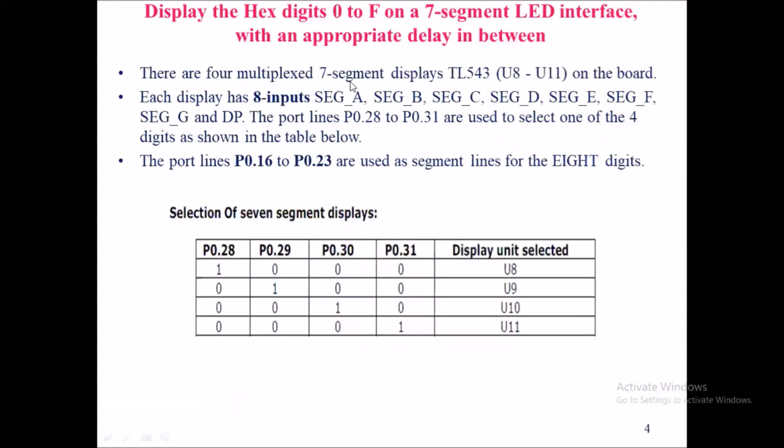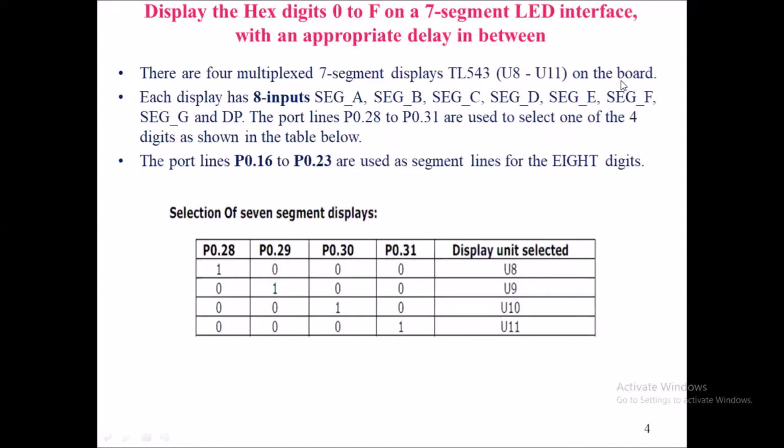There are 4 multiplexed 7-segment displays, ranging from unit 8 to unit 11 on the microcontroller board. As I told, in our lab we are using the LPC2148 microcontroller. In that microcontroller, there are 4 7-segment displays. The first 7-segment display is called unit 8, the second is called unit 9, the third is called unit 10, and the fourth is called unit 11. So there are 4 7-segment displays in the LPC2148 microcontroller board.